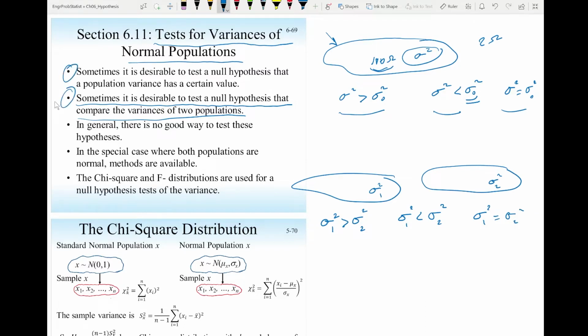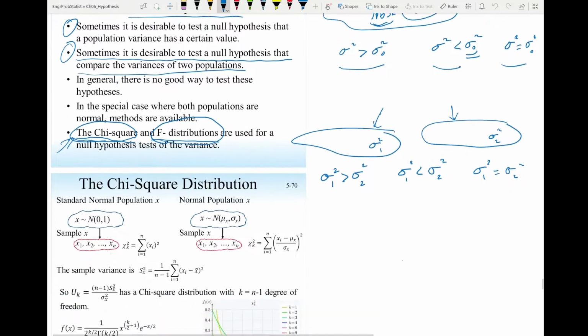Now here, the test is possible if the probability distribution of the populations is normal. And to carry out this test, we will need the chi-square and the F distribution. In a previous video, I talked about the chi-square distribution. In this video, I will still review it and introduce the F distribution, which depends on the chi-square distribution. So let's start with the chi-square distribution.